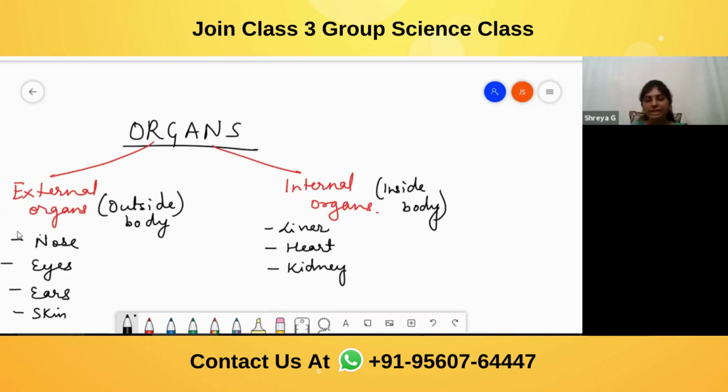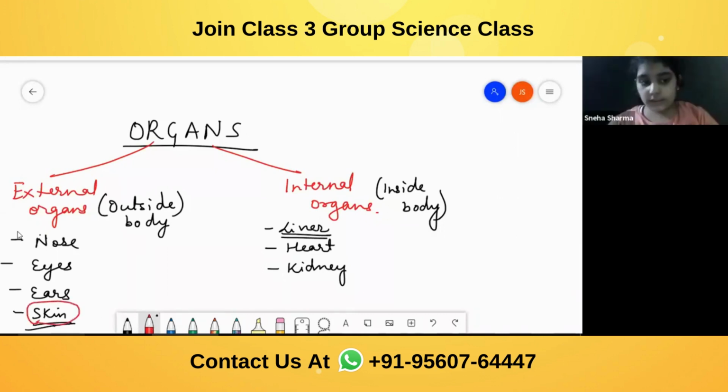So we have started with the human body. I told you that our body is made up of small cells which combine together. Same cells combine together, perform a similar function and form tissues. A group of tissues performing a special function forms an organ, and organs work together to form an organ system, and organ systems work together to form an organism. Then we have studied that organs are of two types, external and internal. External organs are outside the body, internal are inside. External ones are like nose, eyes, ears, skin. The largest external organ is skin. Remember it: the largest external organ is skin and the largest internal organ is liver.